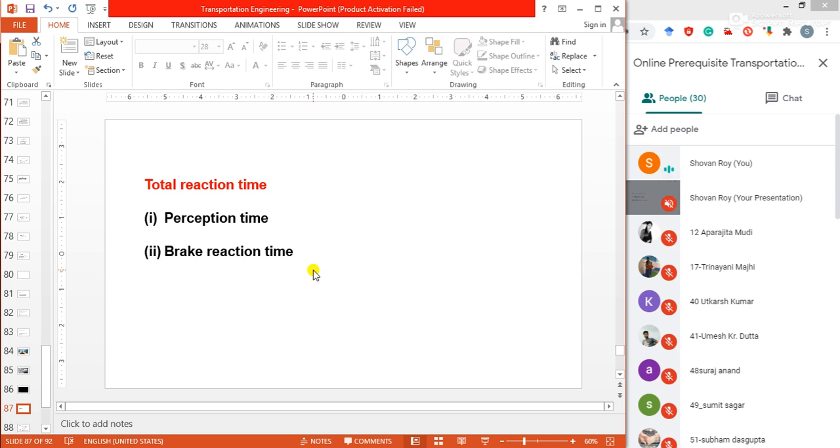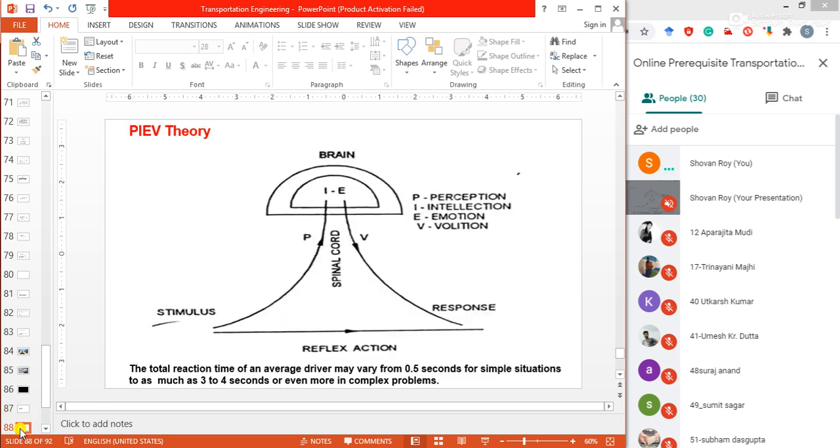The most important thing is the PIEV theory. PIEV theory. These are very important things. You will need to study these things properly. Okay, this is a very important chapter. These things, PIEV theory, stopping sight distance. So PIEV theory, according to this theory, the total reaction time of the driver is split into 4 parts.